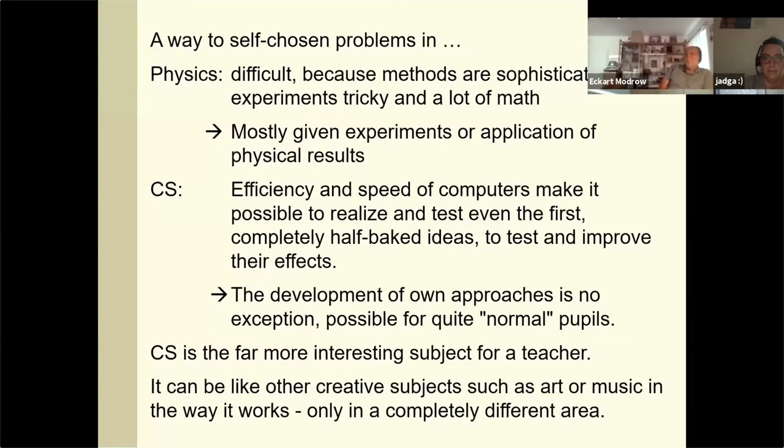The situation is completely different in computer science. The efficiency and speed of computers make it possible to realize and test even the first completely half-baked ideas, to test and improve the effects. It may then take a few minutes instead of milliseconds to perform a calculation, but what does it matter? The development of own approaches for self-chosen projects is no exception in computer science. It can be the standard method, also possible for quite normal pupils. From a pedagogical point of view, computer science is a far more interesting subject. It can be like other creative subjects such as art or music in the way it works, only in a completely different area.